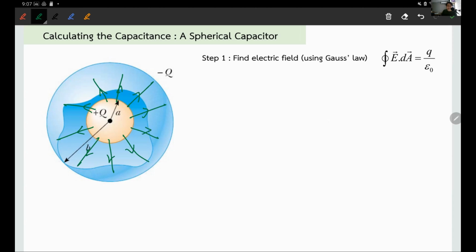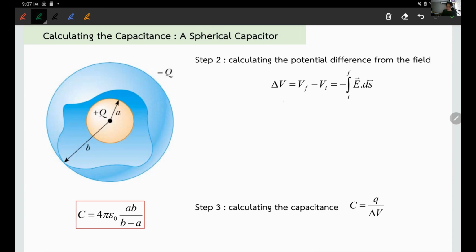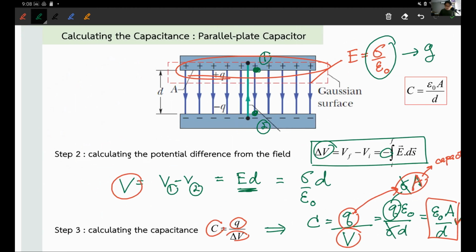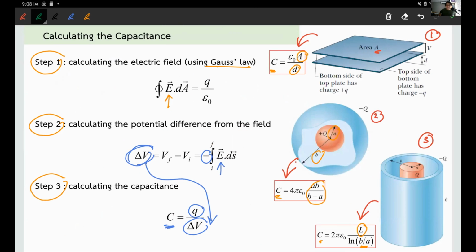Once you get the field, you use this expression to calculate the potential difference between the inner and the outer sphere. You get the potential difference. Once you get that, take the ratio between the charge and the potential difference. You get the C, and that's your result right here. All right, so you can do this for all three shapes that I showed you before. At the end, this is your conclusion page right here.